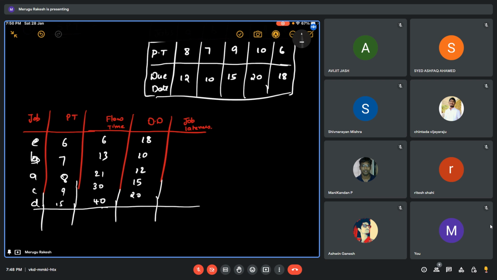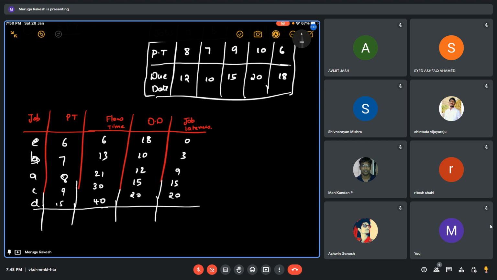Now, if you see the first job, that is E, the flow time is 6, but the due date we have is 18, so it is completed well before. The second is 13, but the due date is only 10, so it is late by 3. Similarly, the other cases.